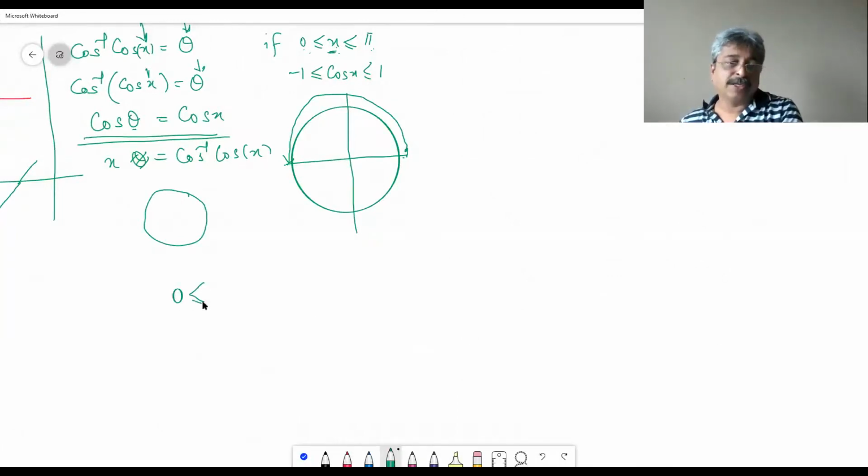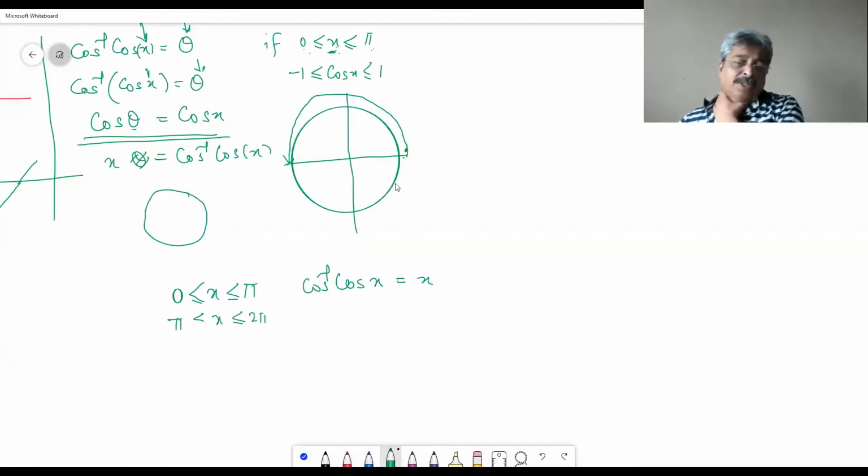If 0 is less than or equal to x is less than or equal to pi, then cos inverse of cos x is equal to x. You'll end up with the same value. Now, if pi is strictly less than x, and x is less than or equal to 2 pi.